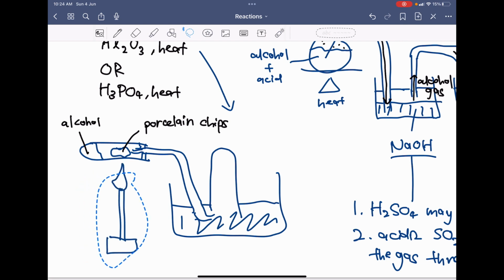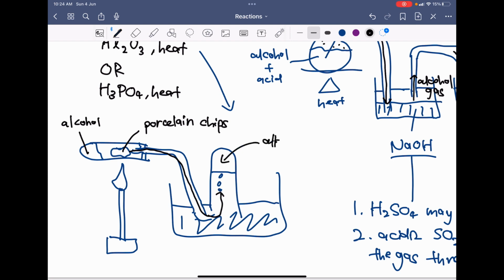It's heated, right? And then the alcohol becomes an alkene gas, goes through here, up here, is bubbled through, and our final product here is the alkene gas.